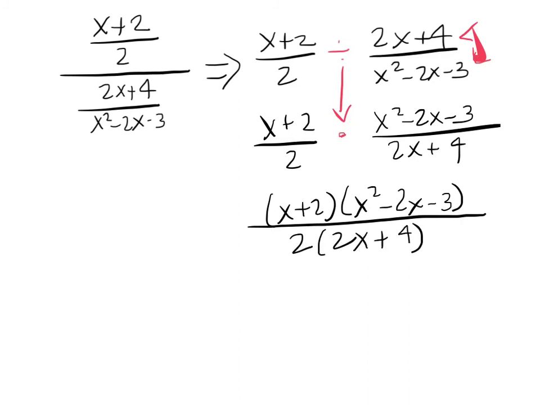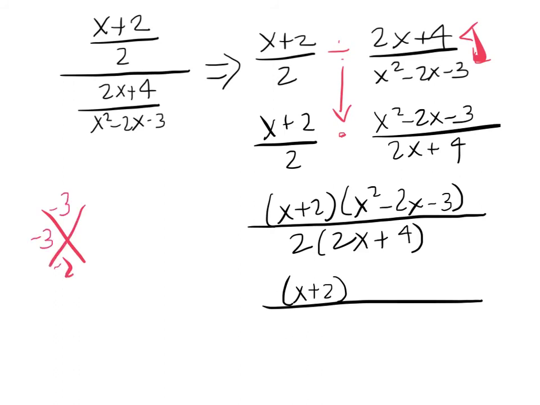And I'm going to ask myself, can I factor these parts? Can I factor x plus 2? Can I factor x squared minus 2x minus 3? Can I factor 2? Can I factor 2x plus 4? And the answer is no, I can't factor x plus 2. But I sure can factor this guy over here. So on my sidebar I'm going to ask myself what multiplies to negative 3 and adds to negative 2? How about negative 3 and 1? So when I factor that, I'll get x minus 3 times x plus 1.